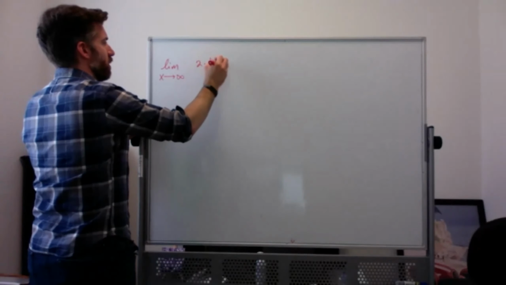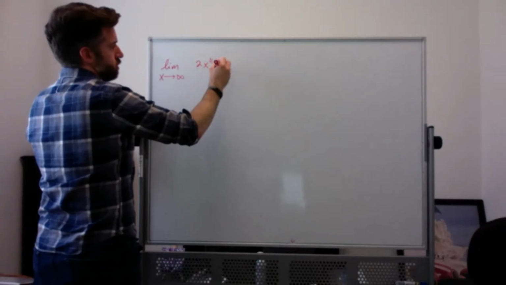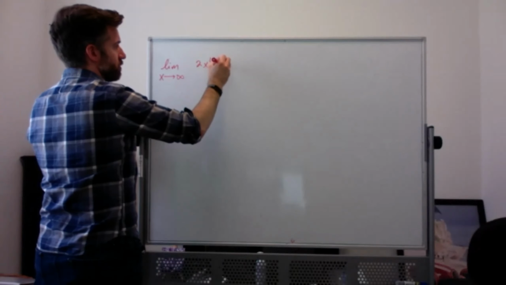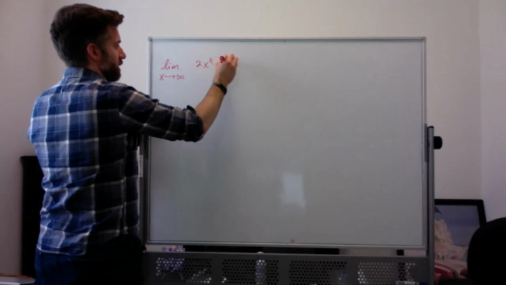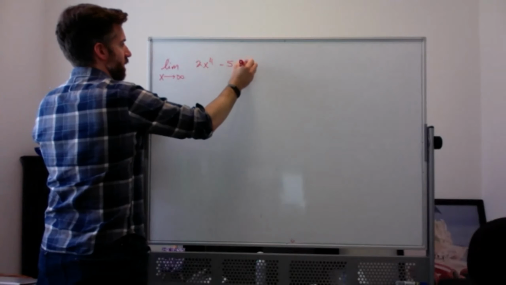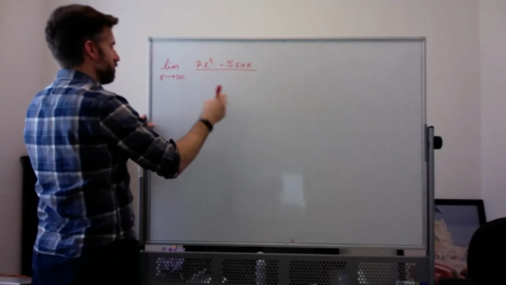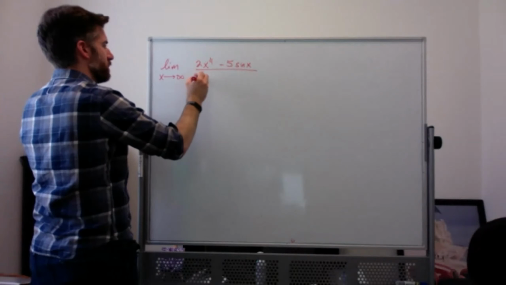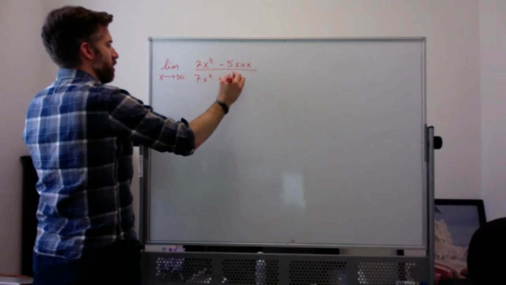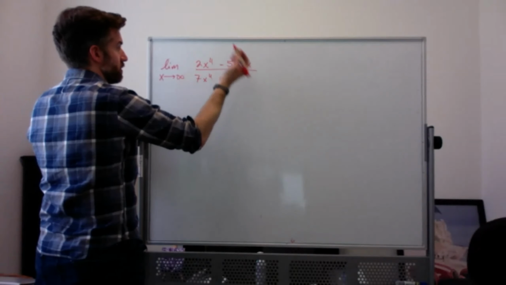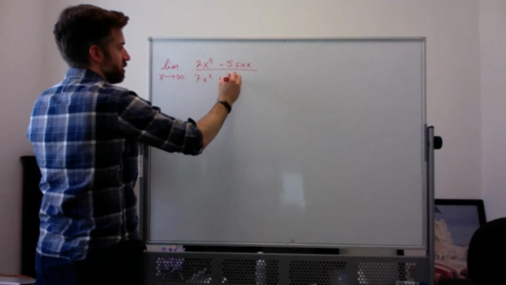2x to the fourth minus 5 sine of x over 7x to the fourth plus x cubed.